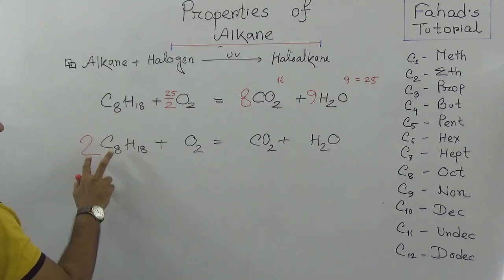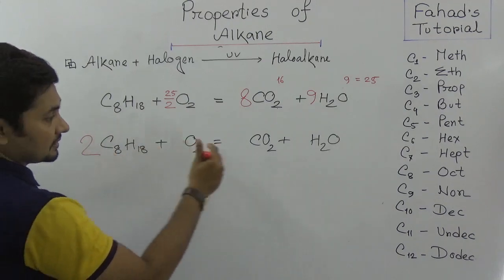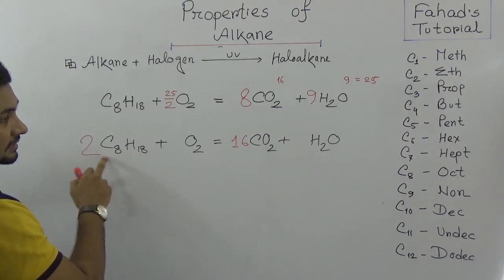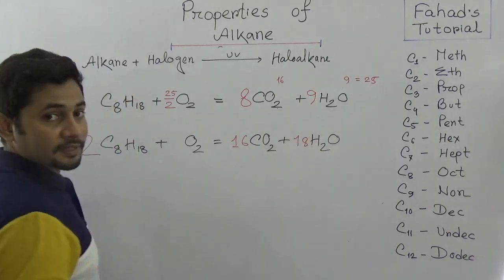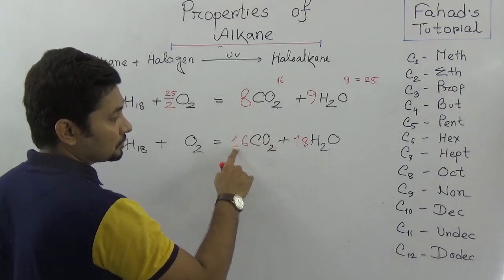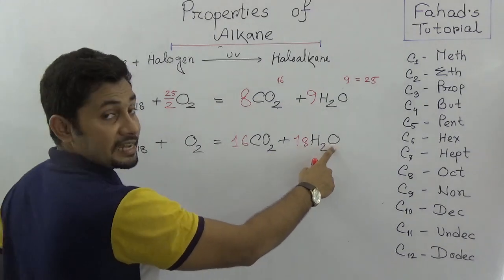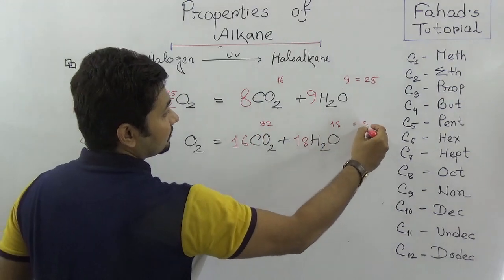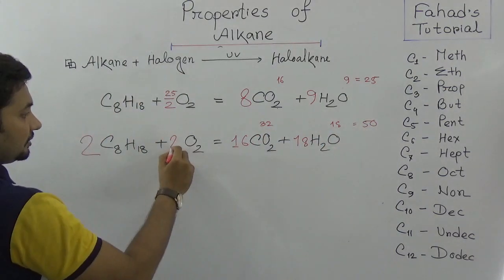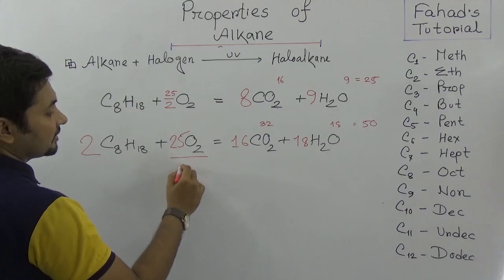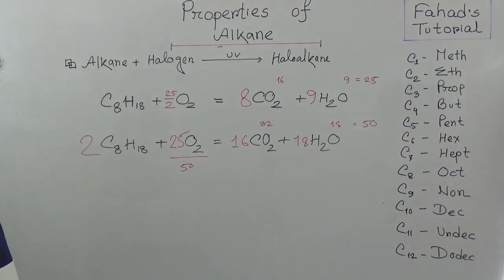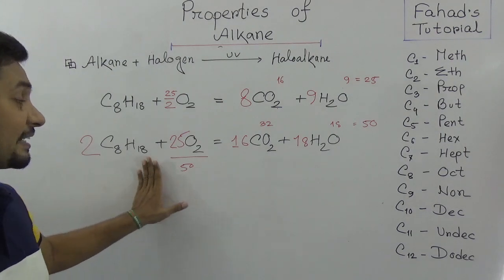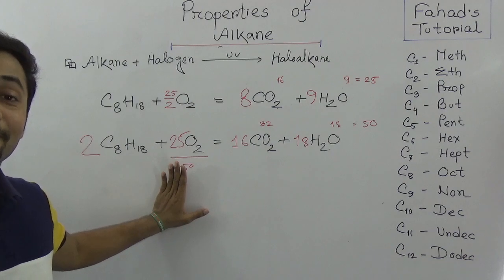So if I put 2, that carbon is 16. 8 times 2 is 16. So we put 16 here, and hydrogen is 36, 18 times 2. So if you put 18, now oxygen is 16 times 2, which is 32, and this is 18. So here 18 and 32 together is 50. So if you can put here 25 directly, then it means there are 50 atoms of oxygen. So that is the process of equalization in case of alkane oxidation or combustion reaction.